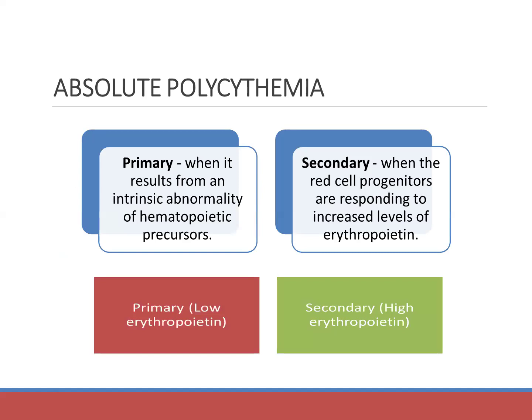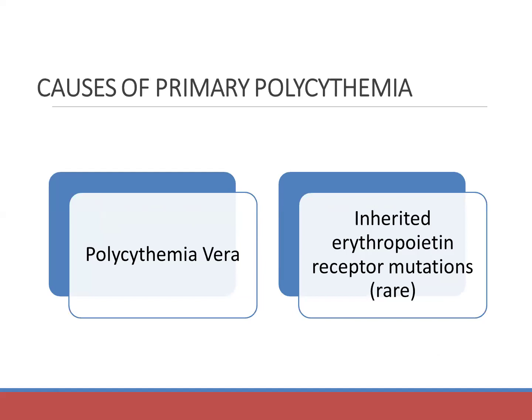In cases of primary polycythemia, this occurs when there is an intrinsic abnormality of the hematopoietic precursor cells. Erythropoietin is low in this condition. In secondary absolute polycythemia, the red cell progenitors are normal. They actually respond to increased levels of erythropoietin. In secondary polycythemia, levels of erythropoietin are high. Primary polycythemia can be due to two important causes, polycythemia vera and inherited erythropoietin receptor mutations, the rare ones.